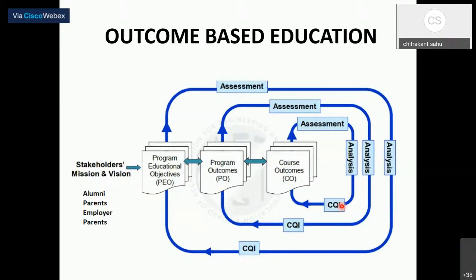So all those things mean quality check at every stage: course outcome assessment and analysis, program outcome assessment and analysis by direct method and indirect method, and again program educational objectives after a few years, checked through feedback from the alumni, parents and employers. So this is the complete flow, to see whether we secure continuous quality improvement or not in each scenario. That is the basic building block of an outcome based education system.